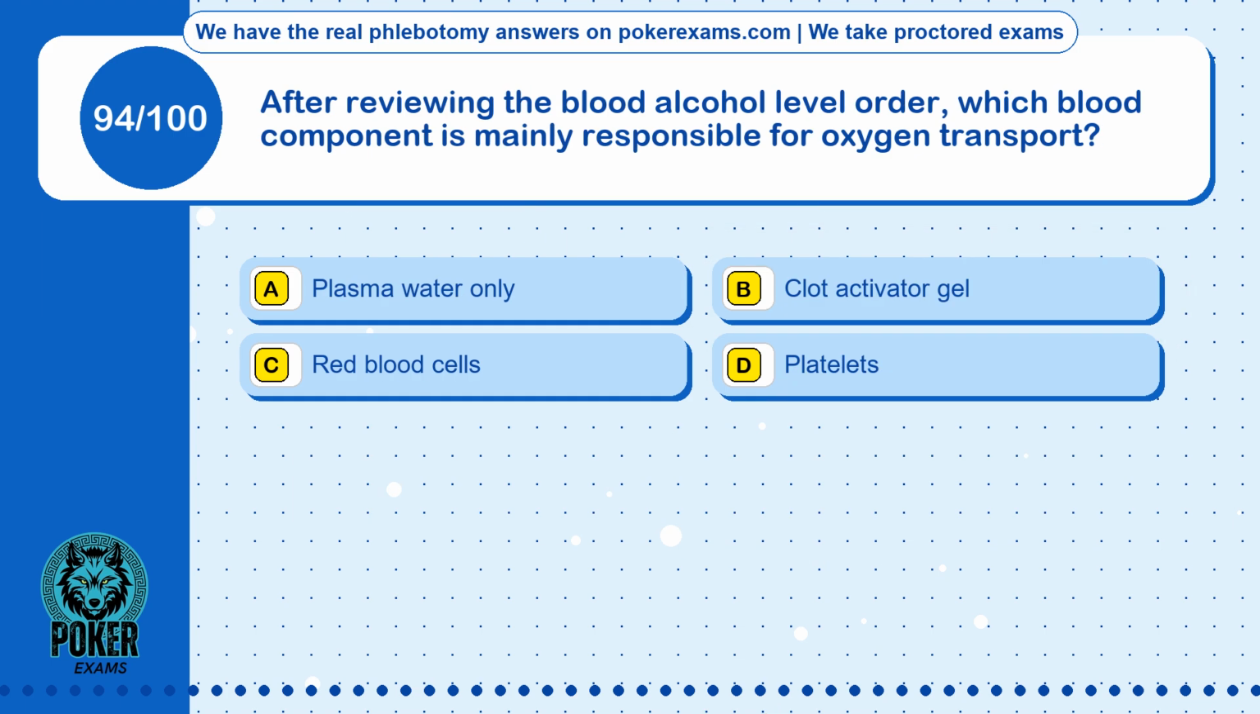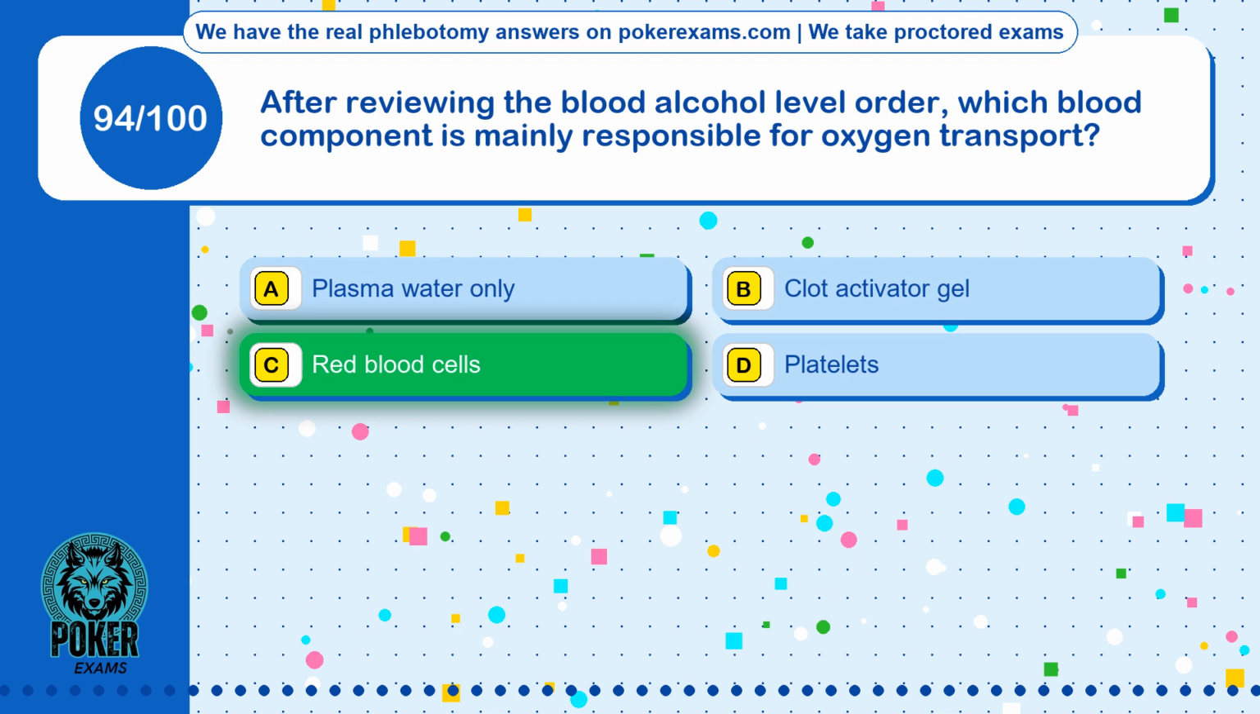Question 94. After reviewing the blood alcohol level order, which blood component is mainly responsible for oxygen transport? Option A, plasma water only. Option B, clot activator gel. Option C, red blood cells. Option D, platelets. The correct answer is option C.